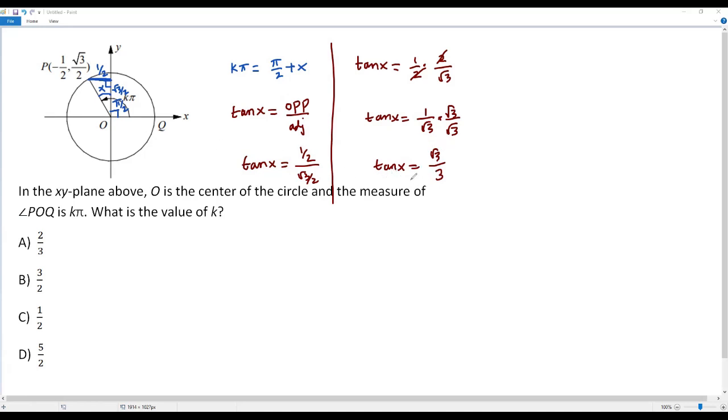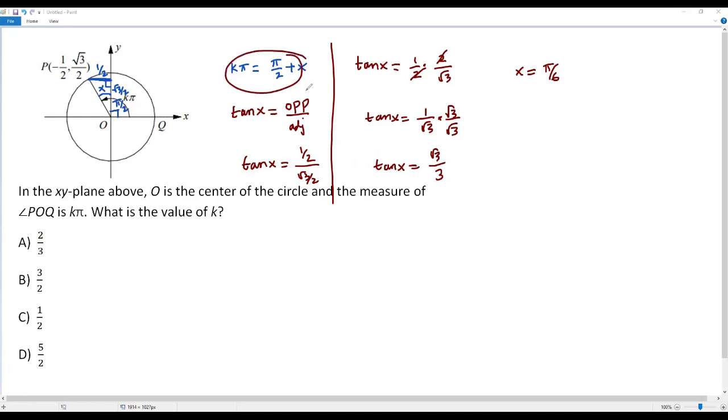And also we know that x is the acute angle. So usually we get square root of 3 over 3 as the value of the trigonometric ratio tangent for 30 degrees or pi over 6 radians. So the angle measure x must be equal to pi over 6 radians, so that the value of this trigonometric ratio tangent is square root of 3 over 3.